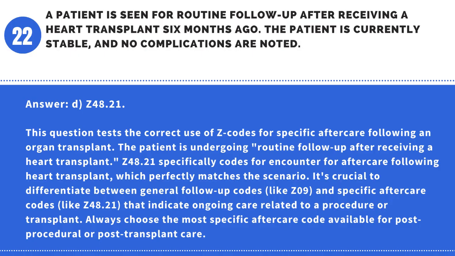This question tests the correct use of Z-codes for specific aftercare following an organ transplant. The patient is undergoing routine follow-up after receiving a heart transplant. Z48.21 specifically codes for encounter for aftercare following heart transplant, which perfectly matches the scenario. It's crucial to differentiate between general follow-up codes, like Z09, and specific aftercare codes, like Z48.21, that indicate ongoing care related to a procedure or transplant. Always choose the most specific aftercare code available for post-procedural or post-transplant care.